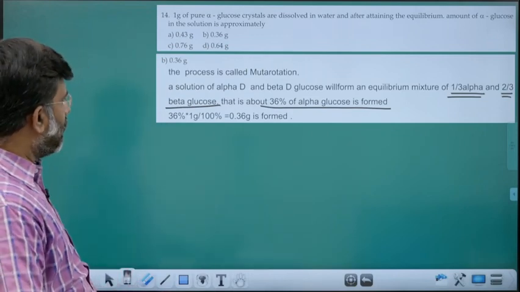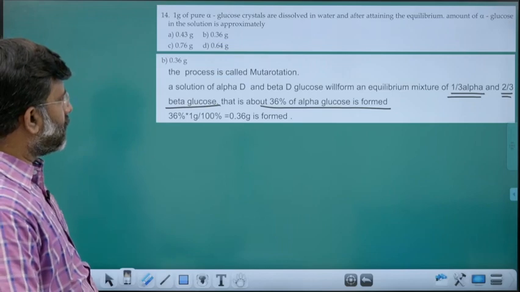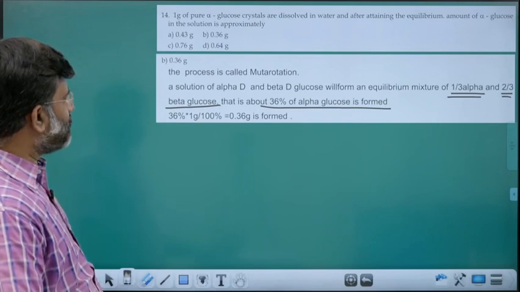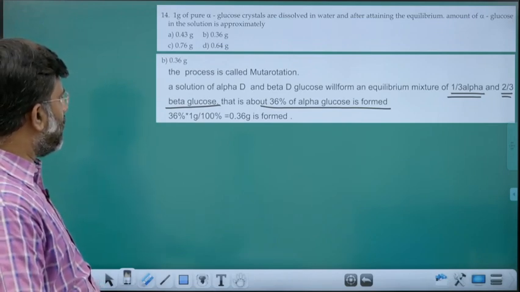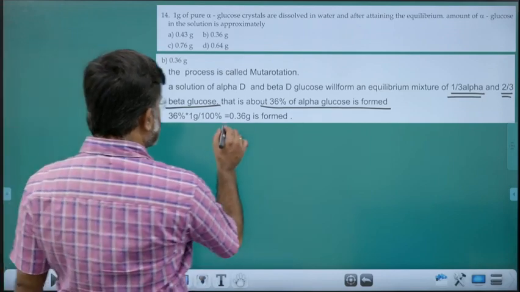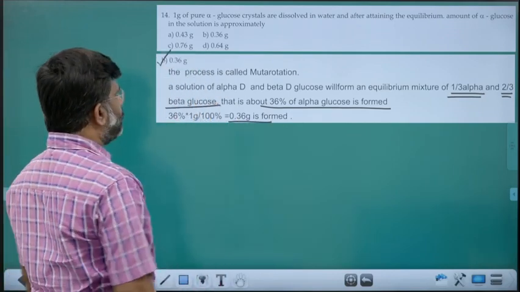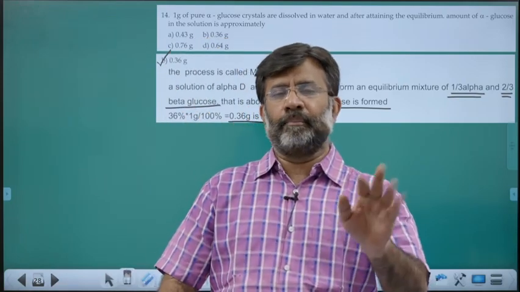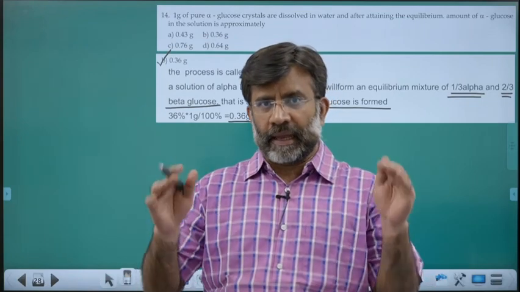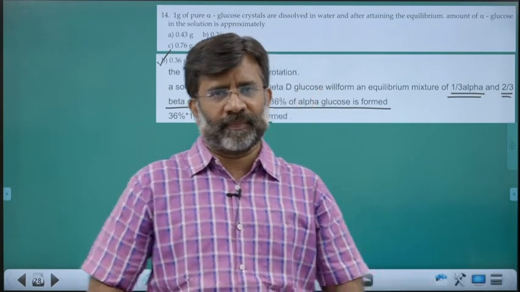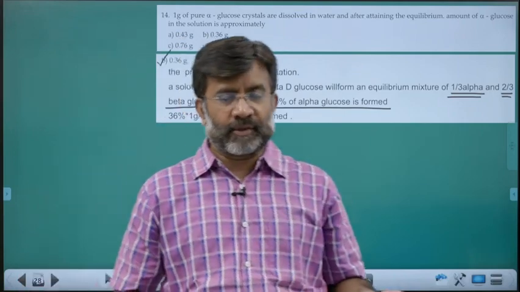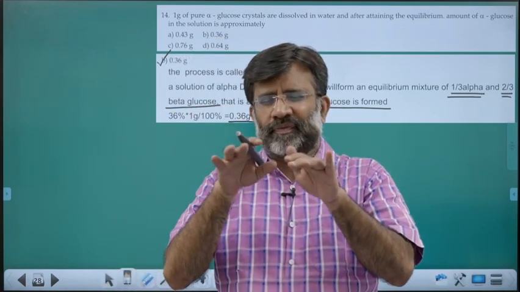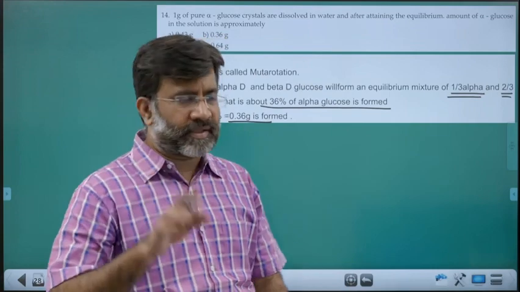1/3 alpha and 2/3 beta. 1/3 alpha means some 33%, and the closer figure is approximately 36% alpha glucose in the mixture. Now 36 percent of 1 gram is 0.36 gram. So alpha will be 0.36 gram and the remaining 0.64 gram will be beta. That is the equilibrium existence in the solution, right? You can see there is a natural change in the optical rotation, and the equilibrium value of somewhat 50-52 degrees, it comes and stabilizes.